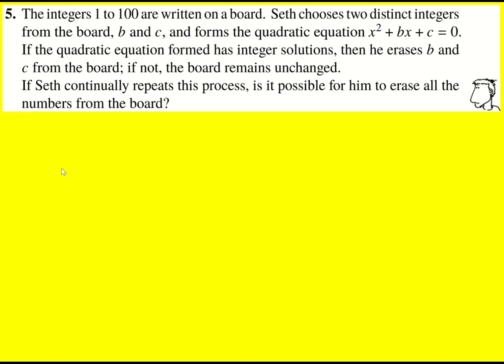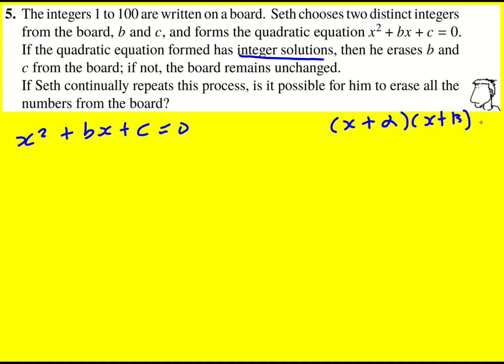In this question, I just played around with it for a little while and I didn't directly get to the answer. So I'm going to talk about what I actually tried to do. We've got x squared plus bx plus c equals 0, and we're interested in it having integer solutions. Now, that actually means that we can factorize it. So maybe x plus alpha times x plus beta equals 0.